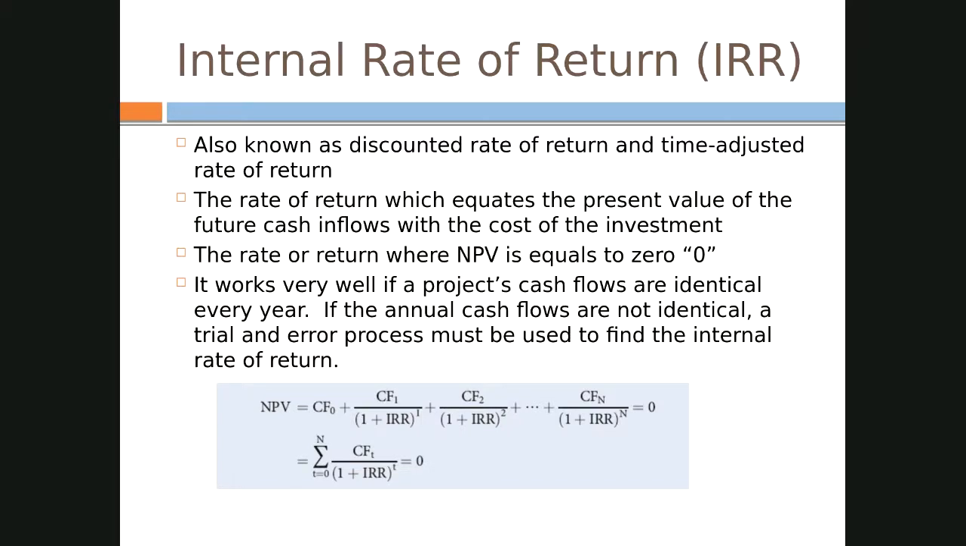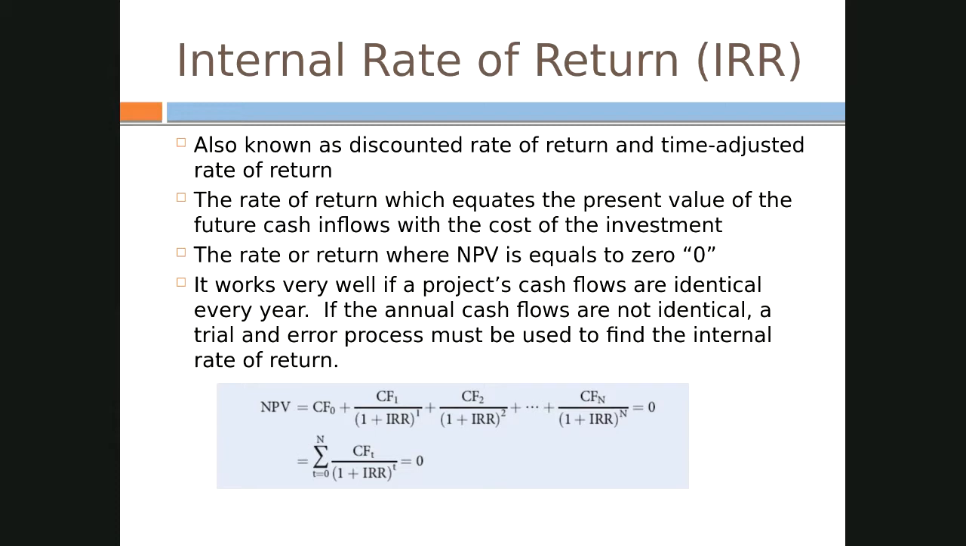Baka lumabas sa theory, so this is also known as the discounted rate of return and the time-adjusted rate of return. So, bakit time-adjusted rate of return? Kasi ina-adjust natin yung discount rate o yung cost of capital such that if you're going to use the internal rate of return, the present value or the NPV will be equal to zero. So yun ang logic niyan.